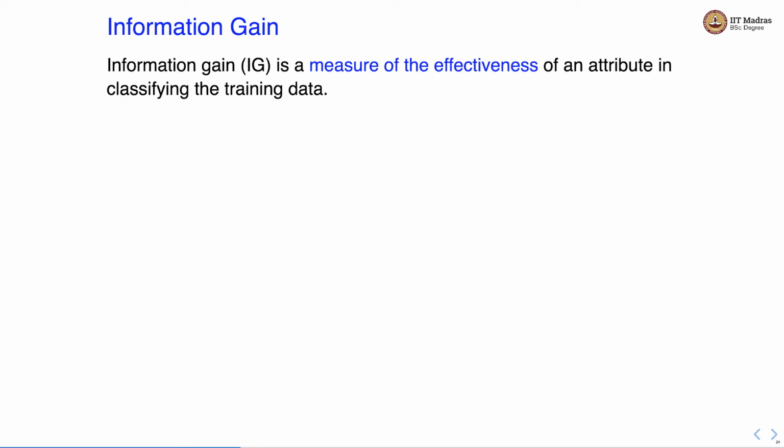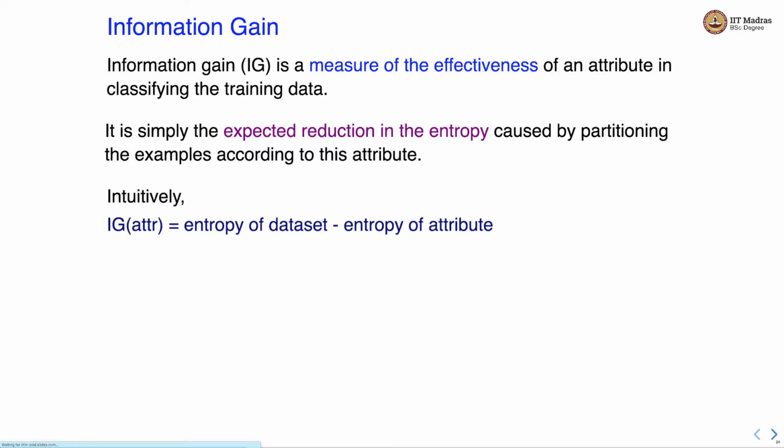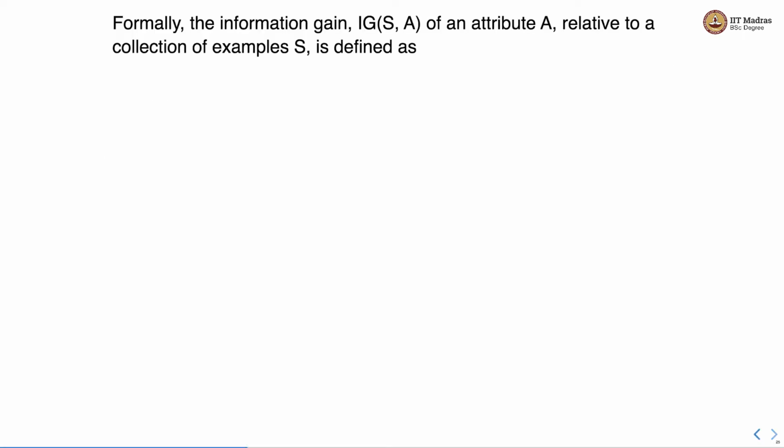Then there is the next measure, which is information gain, which is based on entropy, and information gain is a measure of the effectiveness of an attribute in classifying the training data. It is simply the expected reduction in the entropy caused by partitioning the examples according to this attribute. So intuitively, the information gain of an attribute or of a feature is calculated as entropy of dataset minus entropy of that attribute or feature.